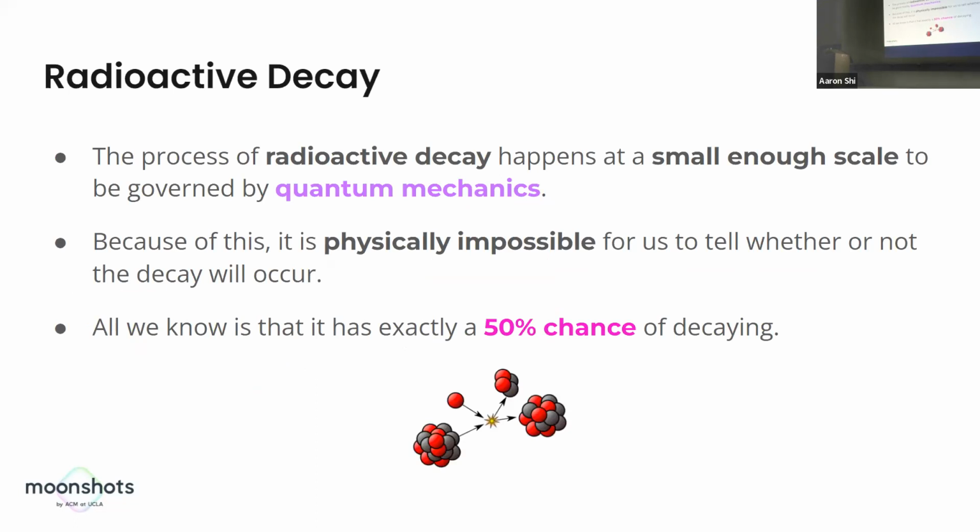So the reason why it has this 50% chance of decaying, and we can't actually figure out which side it will be, we can't make any predictions, is because the process of radioactive decay lies within the realm of quantum mechanics. And because of that, it is not possible for us to tell whether the decay will occur. But we know that after some period of time, it will have exactly 50% chance of decaying.